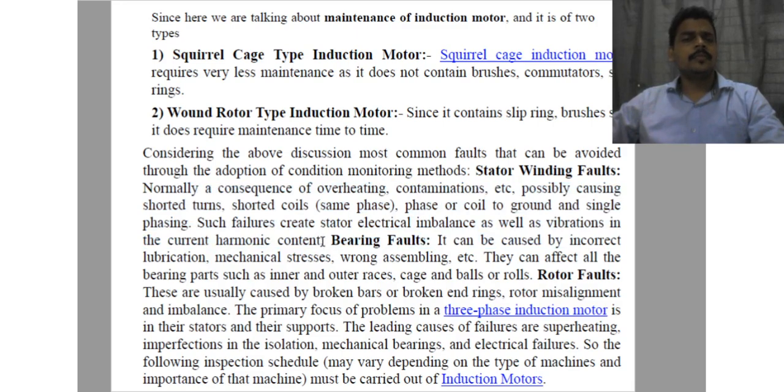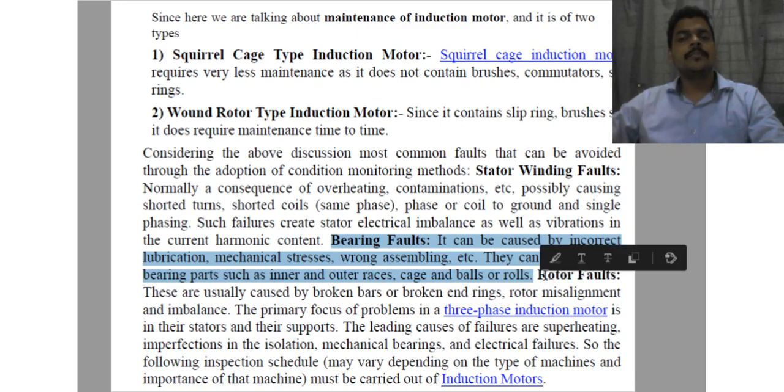Now there are faults called bearing faults. They can be caused by incorrect lubrication. If there are mechanical stresses or wrong assembling, they can affect all the bearing parts such as the inner and outer races, cage, and balls or rollers.